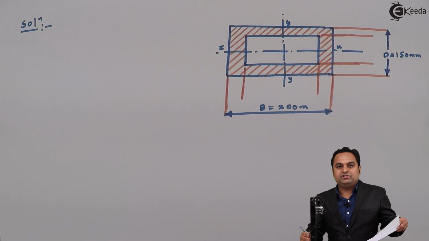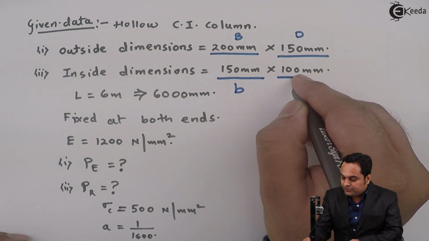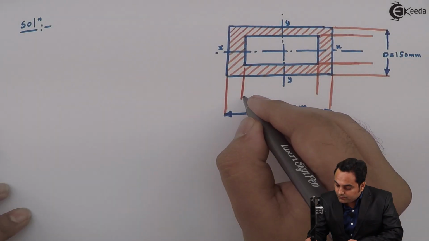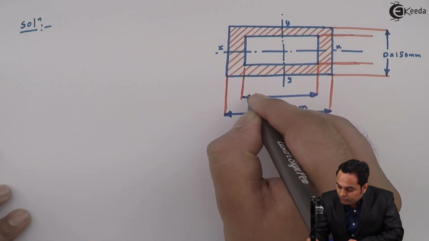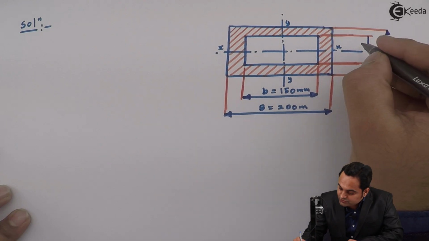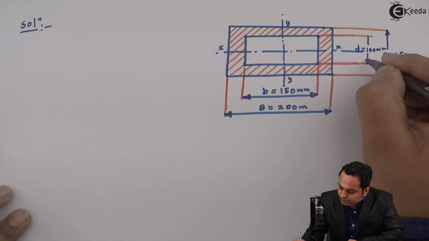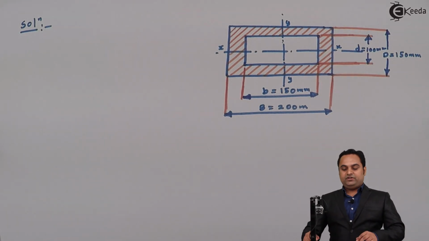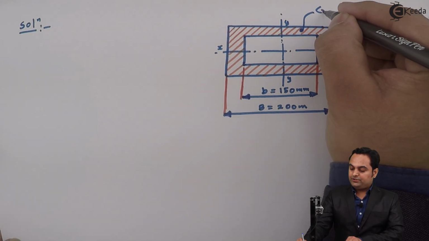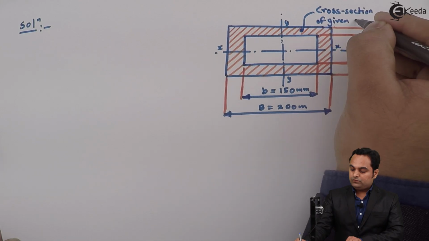Next, the inside dimensions are given. 150 mm will be small width, small b, and 100 mm will be the small d, depth. So small b is 150, this small d is 100 mm. Now, this is the rectangular section of the column, which we also call the cross section of the given column.